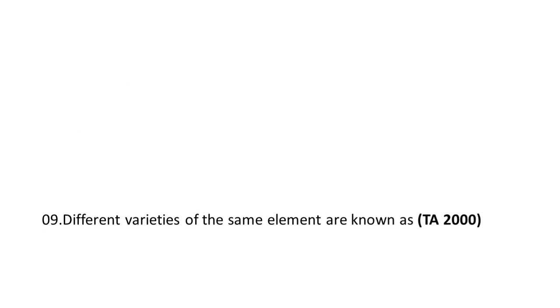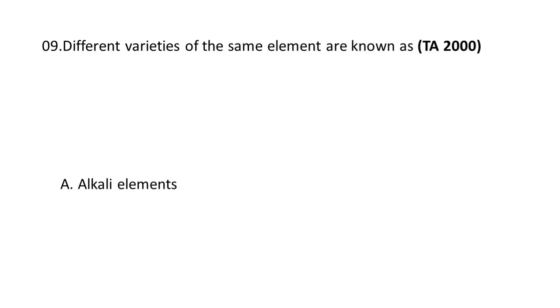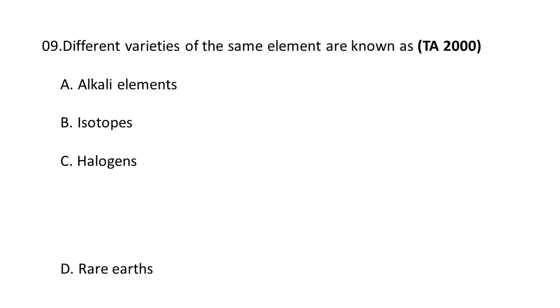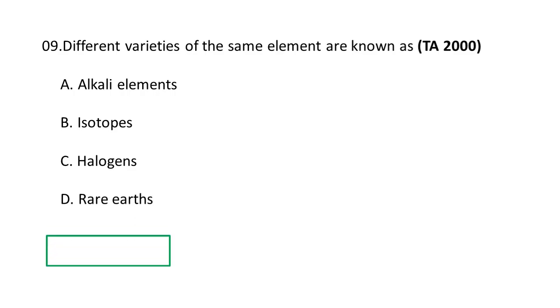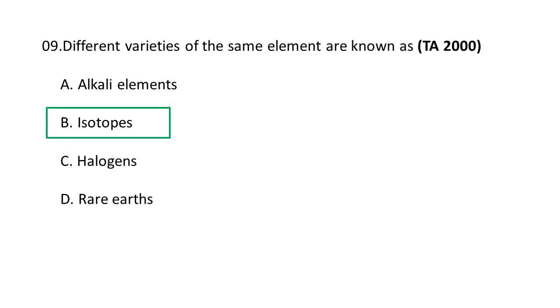Next question. Different varieties of the same element are known as, this is also a very simple question, A. alkali elements, B. isotopes, C. halogens, and D. rare earths. Different varieties of the same element are known as isotopes. Isotopes of the atoms are the same element that have different numbers of neutrons in their nuclei.